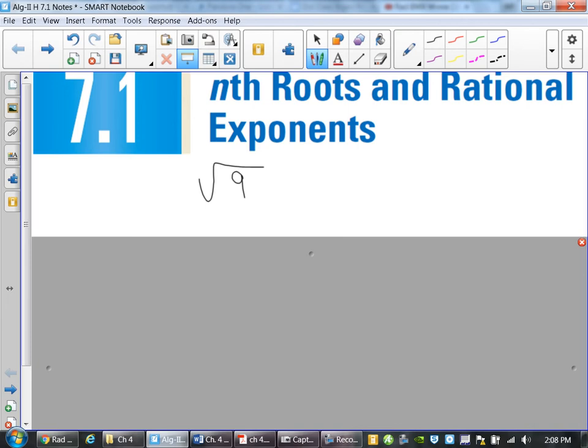Now, an nth root, this just says the square root of 9. We all know the square root of 9 is 3. But right now, I'll come back to the whole plus minus deal here in a second. What you don't know is that there is a value of n, what I'm calling an nth root, that's not shown for a square root. That value is a 2.